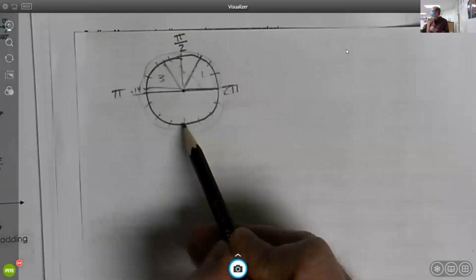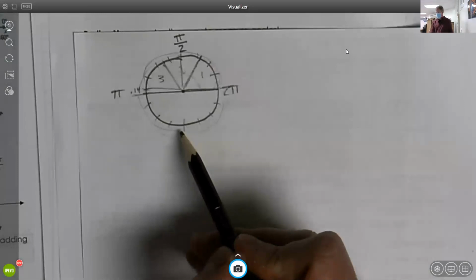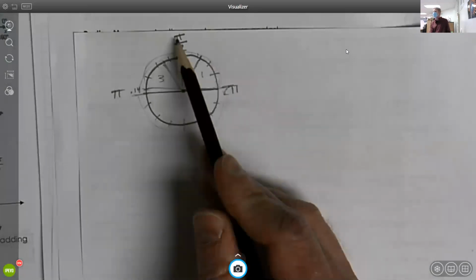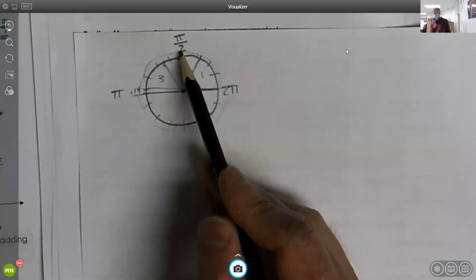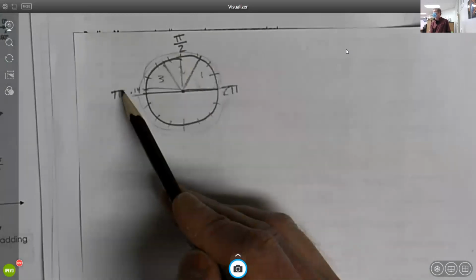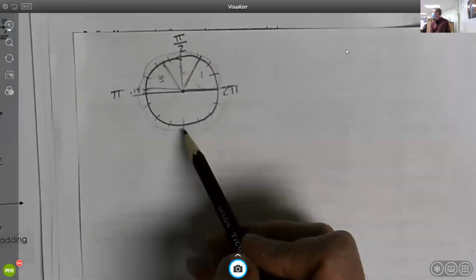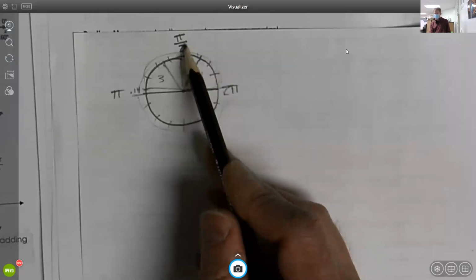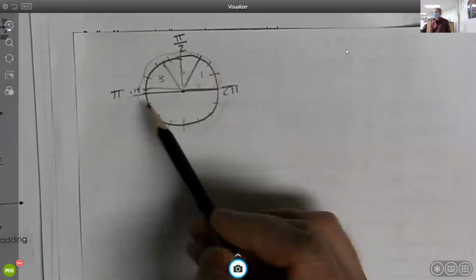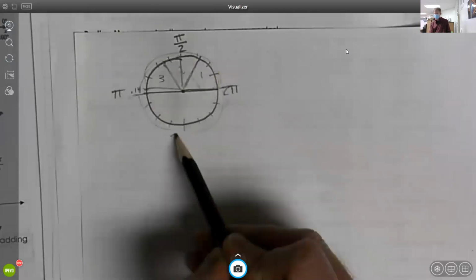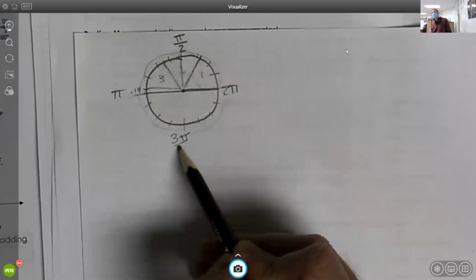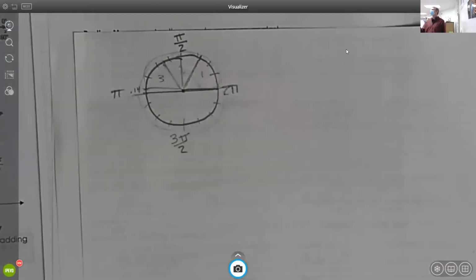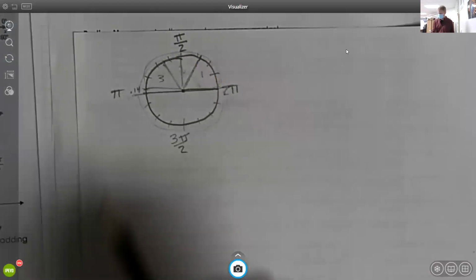What would be our measurement down here? If that is 1/2 a pi, and this is 2 halves of pi, what would be another half? 1/2, 2 halves, 3 halves, 3 pi over 2. It helps if you can count in the units. So we're counting by halves. 2 halves is the same as 1.